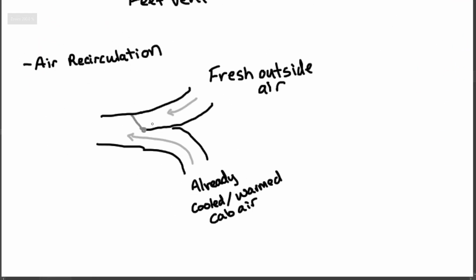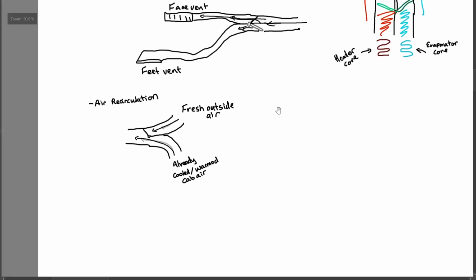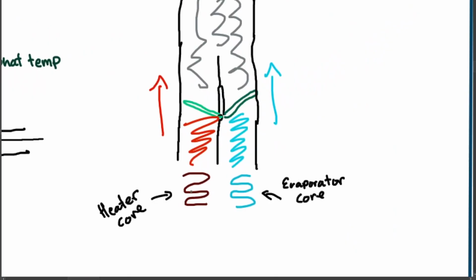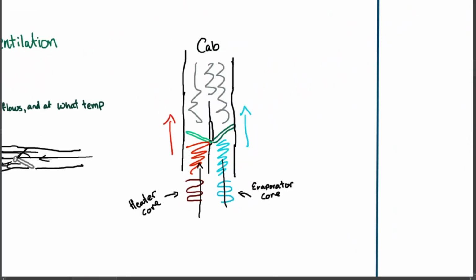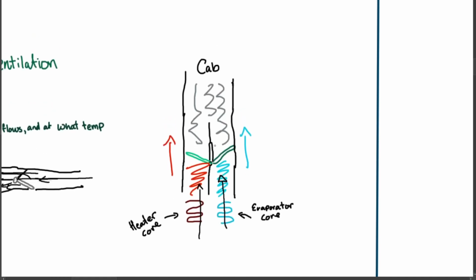When you have things like air recirculation, you have fresh outside air, or you have already cooled or warmed cab air. If you reuse the same air that you have, you can cool it a lot farther than you had previously. So, in this example, we have a flapper valve, which they're called blend doors. You have this little flapper valve that shuts off air coming from the fresh outside, and it allows this already cooled air to come in, and you either go through your evaporator core again or through your heater core. So you have your heater core air that comes through here, you have your evaporator air that comes through here, and you can mix them together to control temperature.